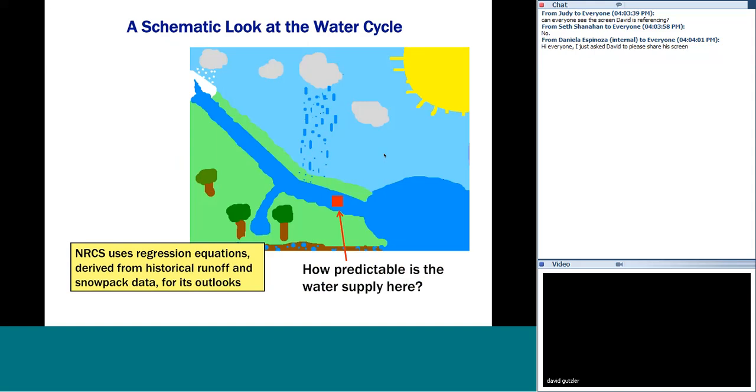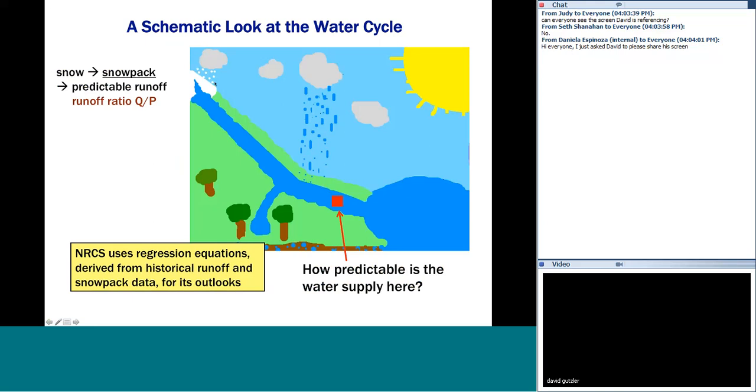Okay, to try to put all this together, I find it useful to think simply. That's how my brain works. So here's how I think about the water cycle using this cartoon. If what we are thinking about is what determines the flow of water in this river past the red square downstream here, that's affected by a number of things.